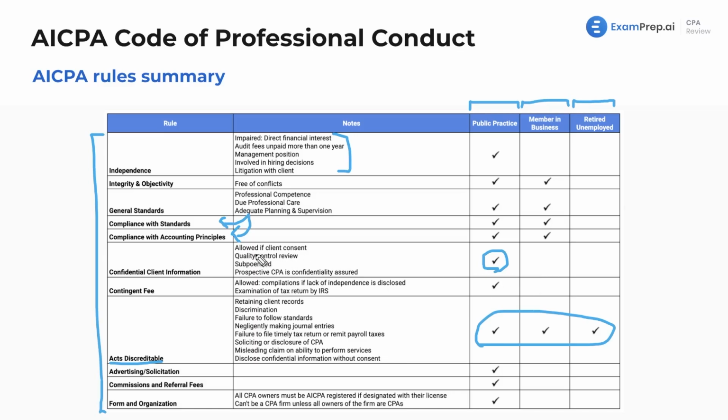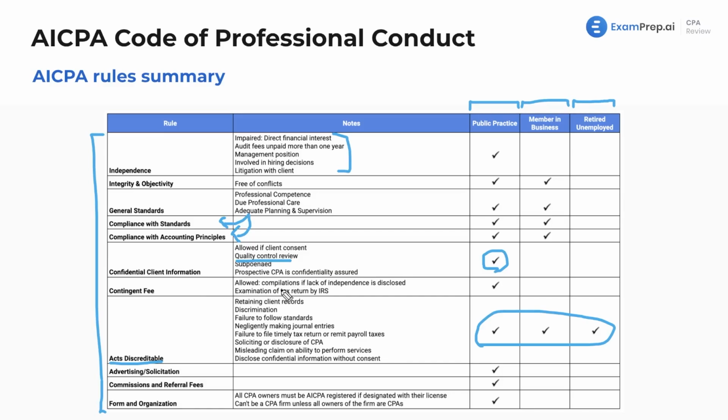All right, talking about here, quality control review. We'll talk about that in our quality control lesson. You can give up information if you're subpoenaed. We'll actually talk about that in our audit documentation. Prospective CPA, is confidentiality assured? We want to make it known to the client that confidentiality is assured because we are a CPA, right? We are following those rules, and you can trust us because you're a CPA. We're upholding the business, upholding the reputation of the AICPA.